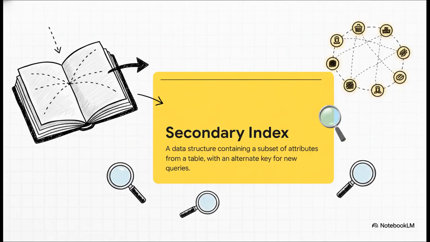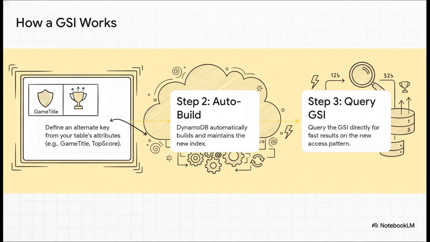And that's exactly what a secondary index is for. It's like asking the author to add a second index to the book. Maybe this one is organized by character names instead of chapter numbers. DynamoDB literally builds and maintains this alternate index for you, creating brand new, super efficient ways to query your data. So let's see how this plays out.